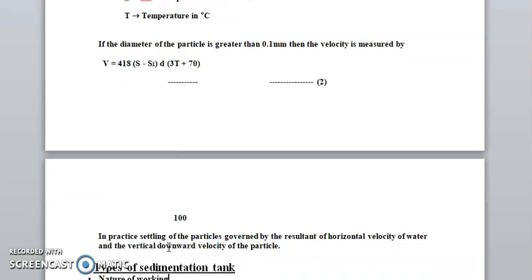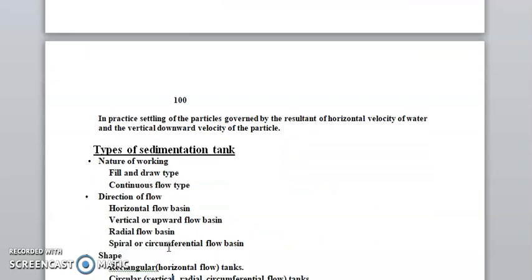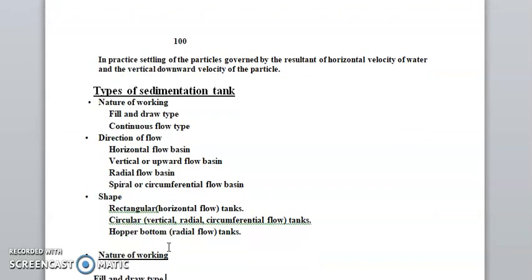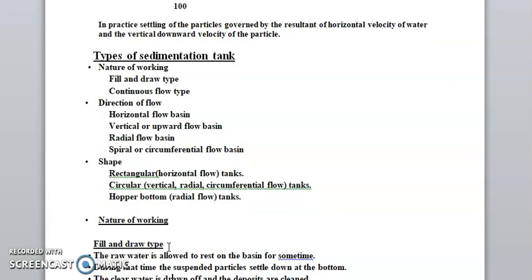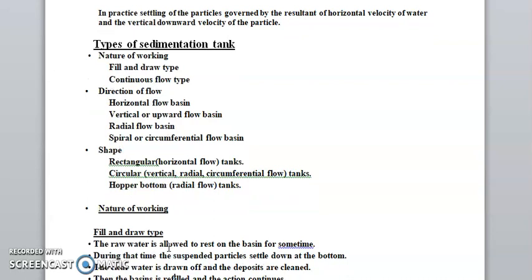The settling of the particles is governed by the resultant of the horizontal velocity of water and the vertical downward velocity of the particle. Types of sedimentation tanks: first, by nature of working, fill and draw type and continuous flow type. By direction of flow, a horizontal flow basin, vertical or upward flow basin, radial flow basin, spiral or circumferential flow basin.